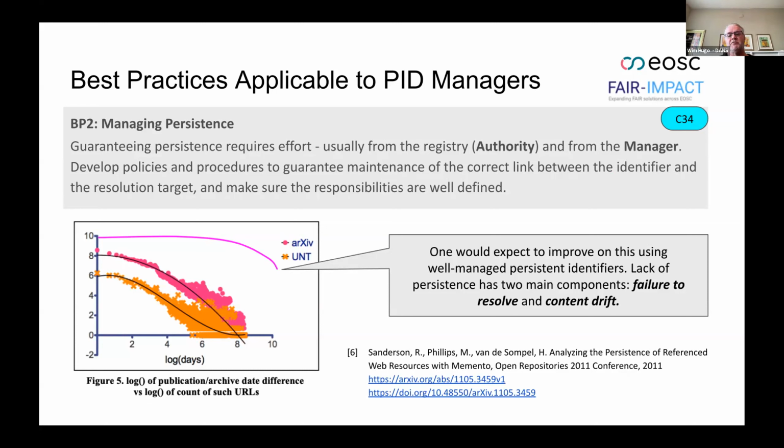The one is a failure to resolve, but then once a persistent identifier has resolved, it may not be pointing to the content that it originally pointed to. And this is, of course, quite difficult to establish. And in some cases, that content drift is by design. But in other cases, it's disastrous if there is content drift. So again, the extent to which persistence and resolvability is implemented very much depends on the use case.